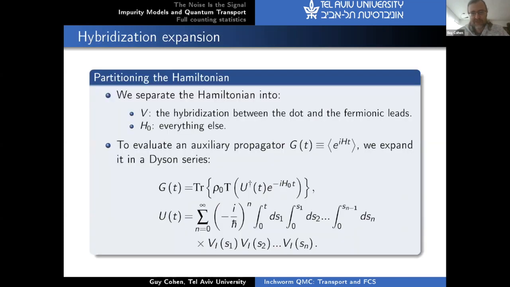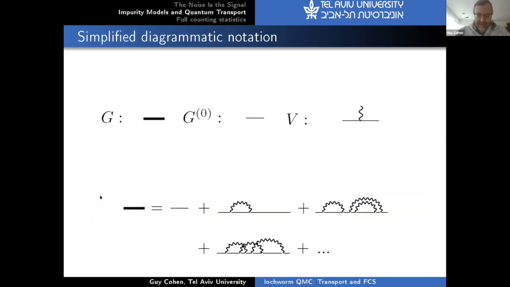So how does this work? Super briefly, because I don't have much time today. We do a Dyson expansion. In this case, we expand in the dot-bath hybridization, but one can expand in other things. So you have a Dyson series with lots of terms at different times. And then you write that as diagrams. These are the diagrams of the hybridization expansion.